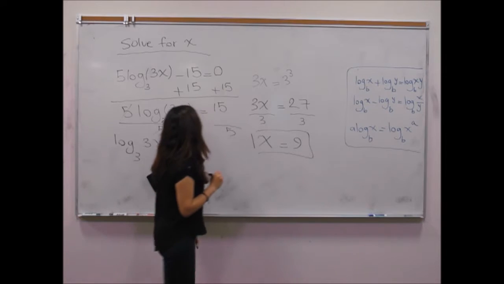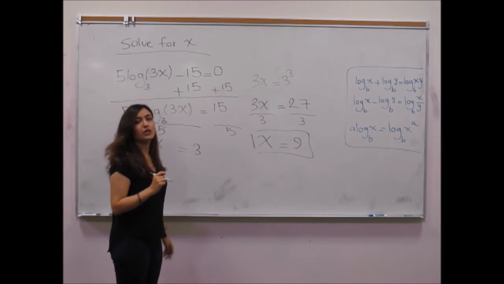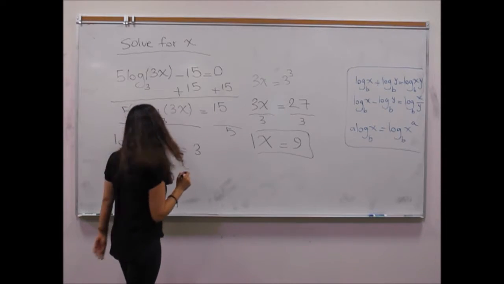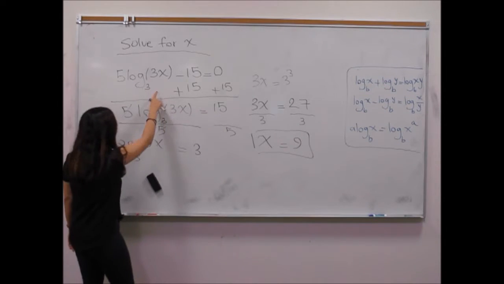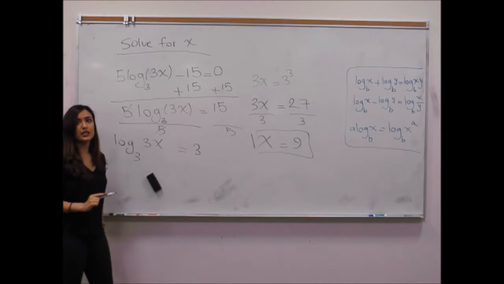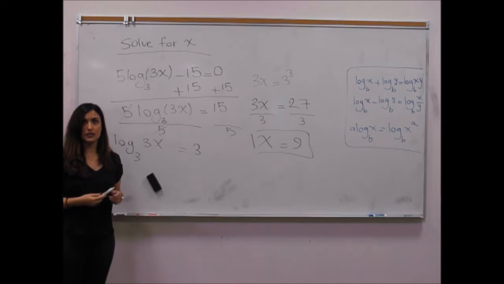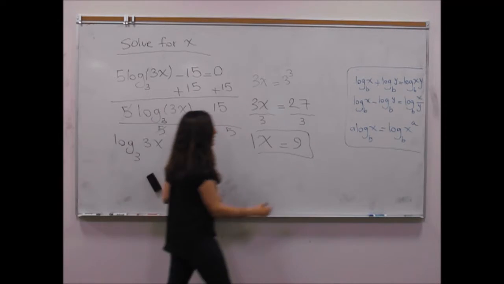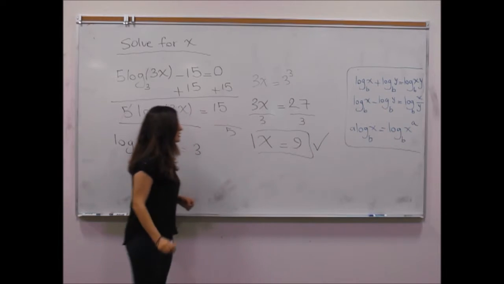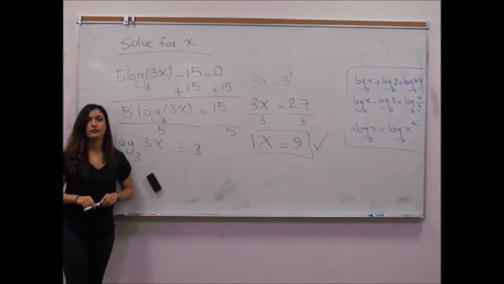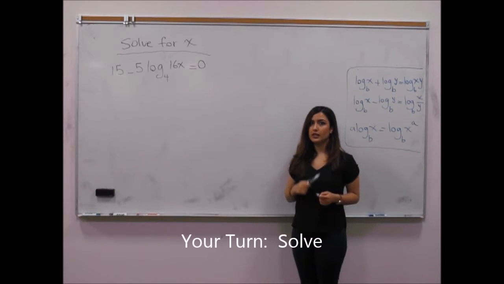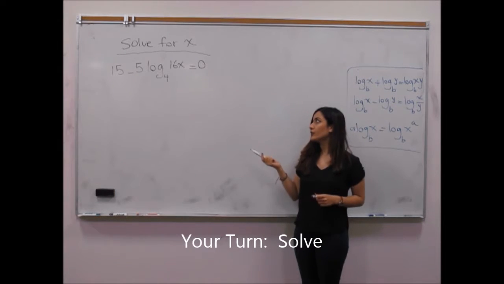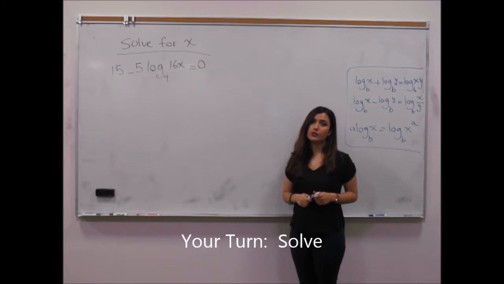This is our answer, and we're going to check to make sure we get a positive number for the argument. So if we plug this in here, we're going to get 3 times 9, which is 27, and that is a positive number, so our answer is right. That works. That is the solution to our equation. I have another example here similar to the last example for you guys to try, so go ahead and pause the video and we'll go over it together.